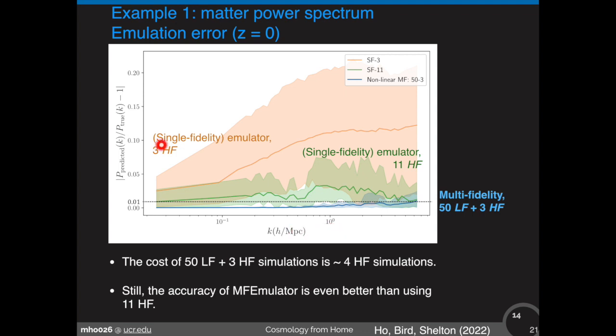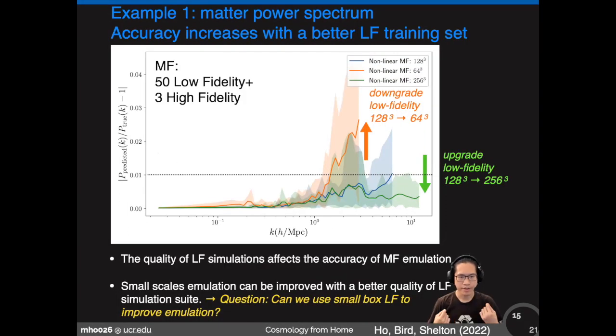You have orange, the single fidelity emulator using 3 high fidelity, green using 11, and the blue one is the multi-fidelity using 50 low fidelity and 3 high fidelity. As you can see, multi-fidelity achieves 1% error on average. And the quality of the low fidelity simulations matters. It means that you can downgrade the low fidelity, and then you get worse multi-fidelity emulation.